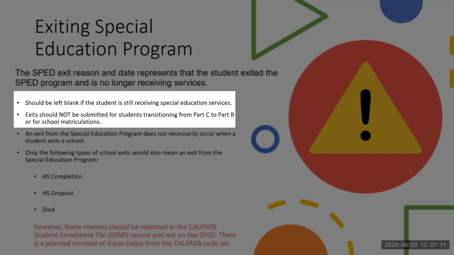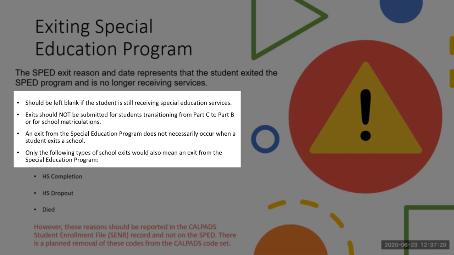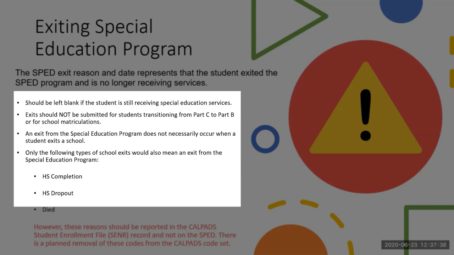Exits should not be submitted for students transitioning from Part C to Part B for school matriculations. An exit from a special education program does not necessarily occur when the student exits school. Only the following types of school exits would automatically mean an exit from the special education program: high school completion, a confirmed high school dropout, or if the student died.